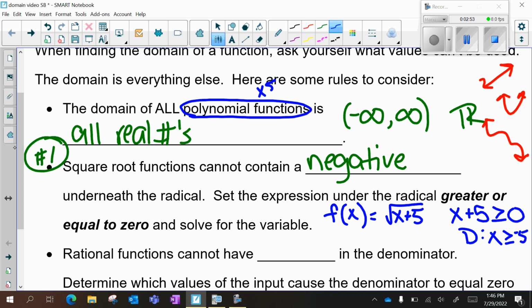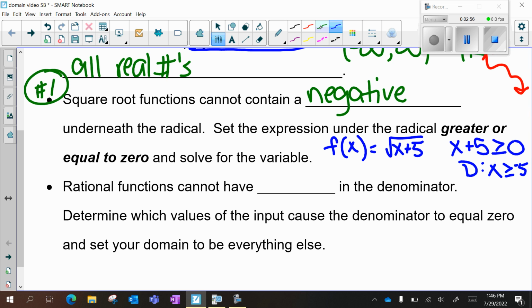Rule number 2 has to do with rational functions. So rational functions, just a side note, is something like 1 over x. And rational functions cannot have 0 in the denominator because it makes my entire fraction undefined. So rule number 2 is going to be to determine which values of the input cause the denominator to equal 0, and our domain is going to be everything else.